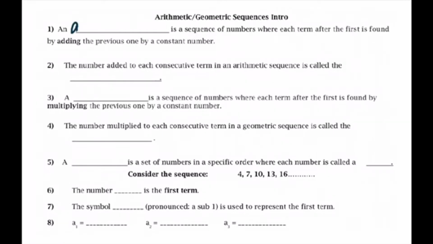Arithmetic, now we spell it like arithmetic, but the way we say it in this context is arithmetic sequence. An arithmetic sequence is a sequence of numbers where each term after the first is found by adding a constant number to the previous one. You guys are very familiar with arithmetic sequences, like 2, 4, 6, 8, 10. That's an arithmetic sequence. What do you add every time? 2. And that's an arithmetic sequence, okay? The number added to each consecutive term in an arithmetic sequence is called the common difference.